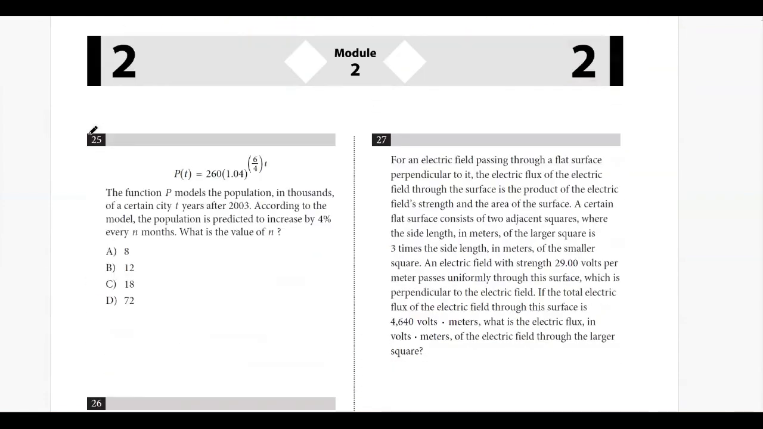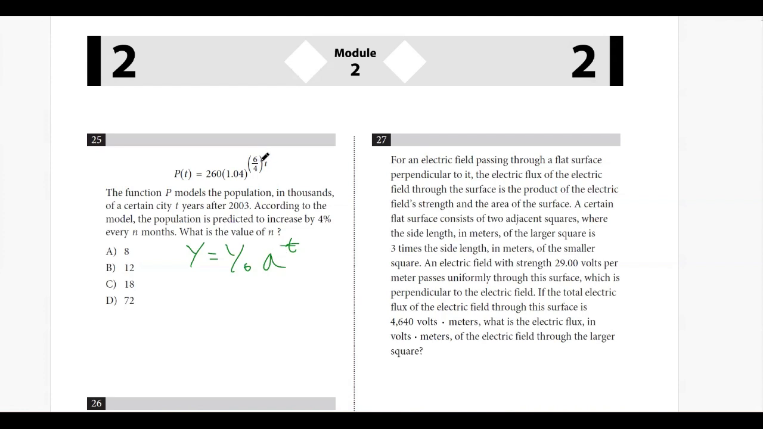The function P models the population in thousands of a certain city T years after 2003. According to the model, the population is predicted to increase by 4% every n months. What is the value of n? Okay, so exponential functions are modeled like this. And I'm going to say that T, I want to convert in this form here. So I don't want any coefficient in front of the T.